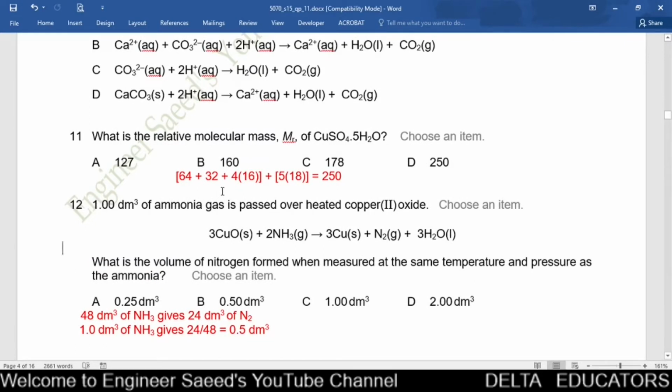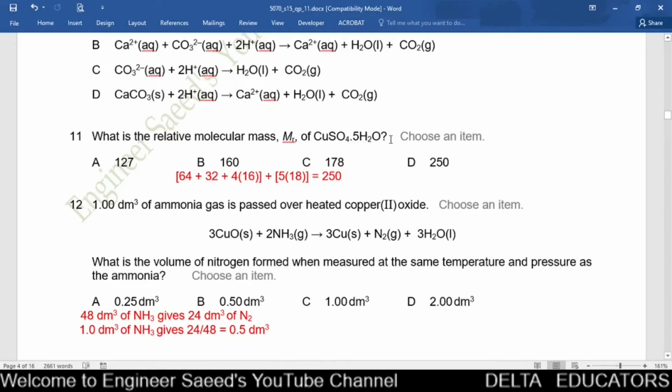Question number 11. What is the relative molecular mass of copper sulfate with 5 molecules of water? To find the relative molecular mass, we just have to sum up the relative atomic mass of all the atoms present in this molecule. Now the atomic mass of copper is 64. For sulfur it is 32. For oxygen it is 16. Here we have 4 oxygen, so it will become 16 multiplied by 4.